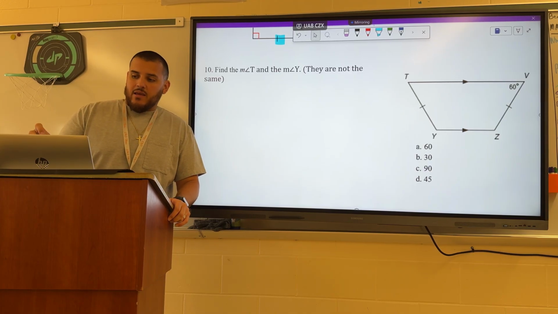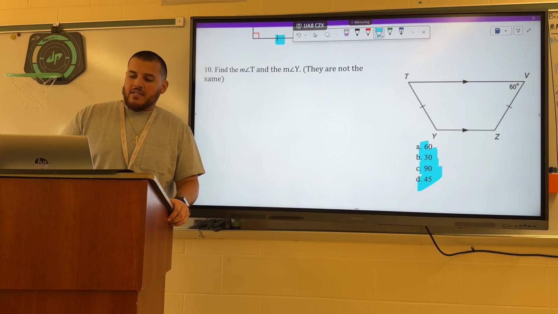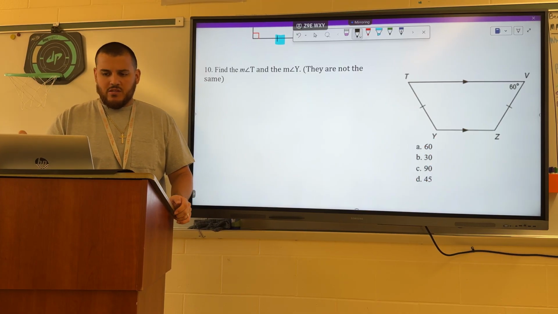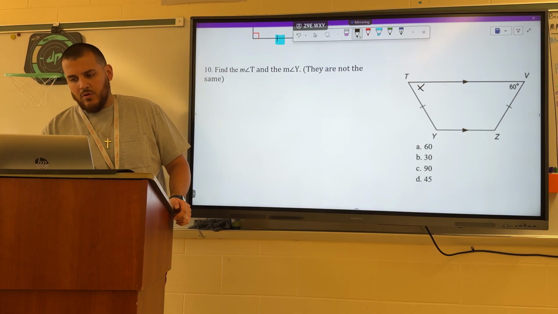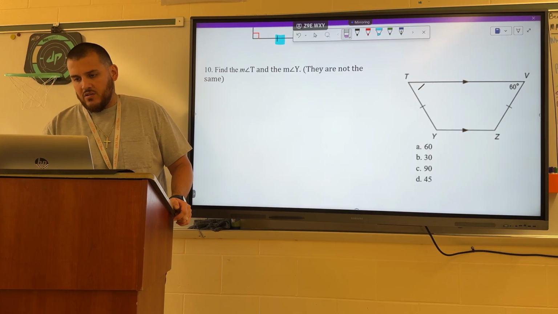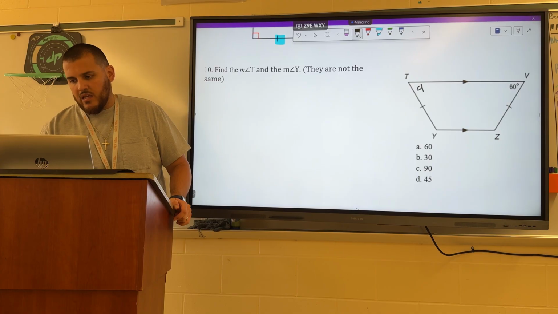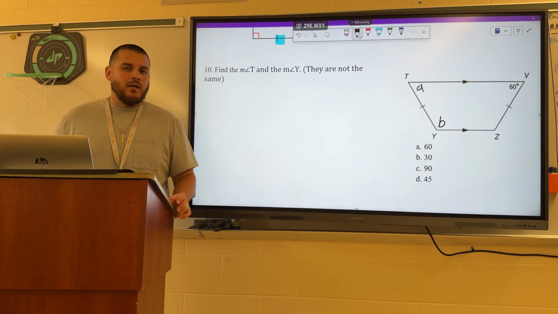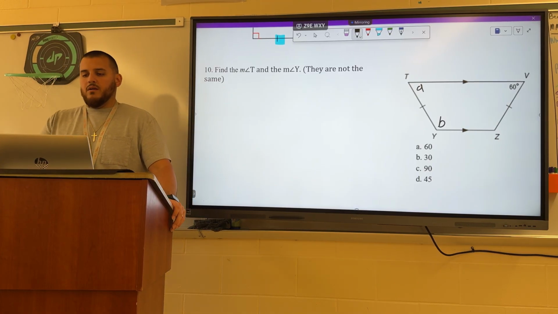In example 10, we have to find the measure of angle T and angle Y. They're not the same. We only have one of the correct answers in the multiple choice, so we're just going to ignore that multiple choice down there. Instead, I'm going to use different letters. I'm going to put an A at angle T and a B at angle Y. We're just going to solve for those variables in this problem.